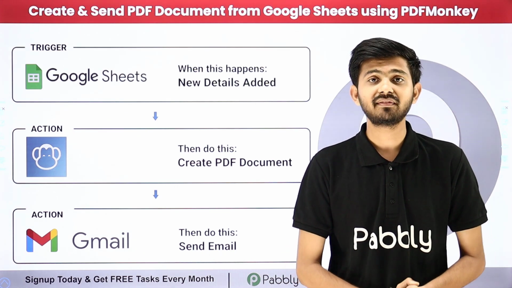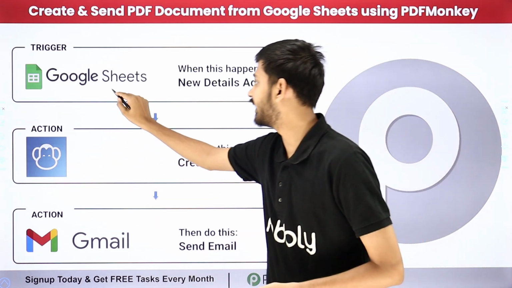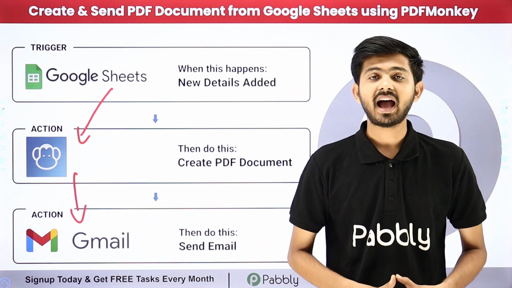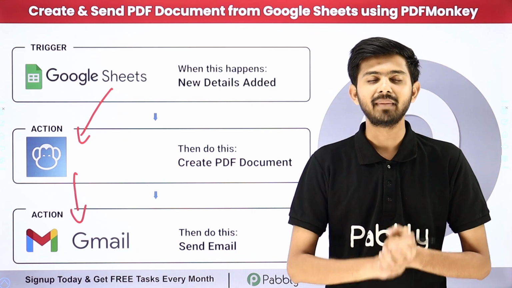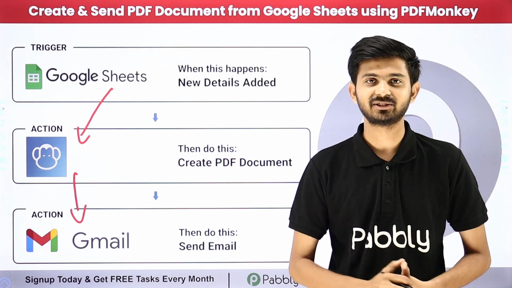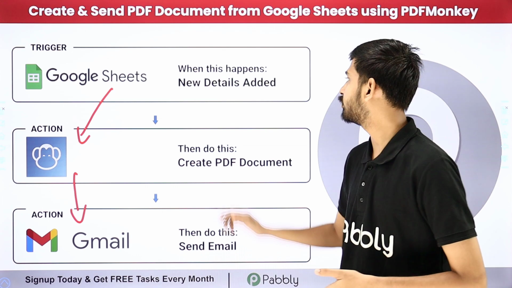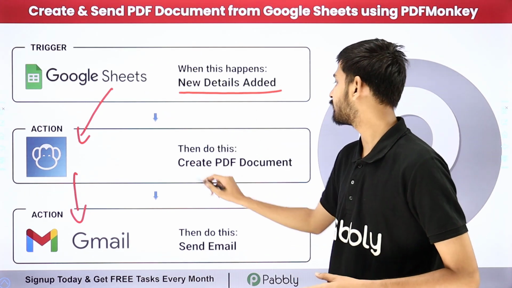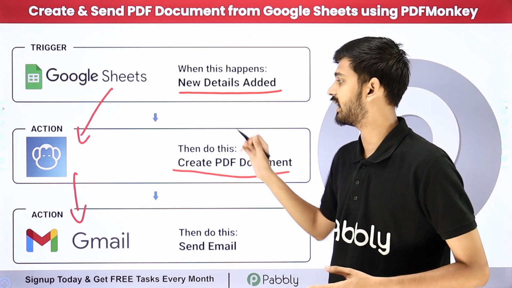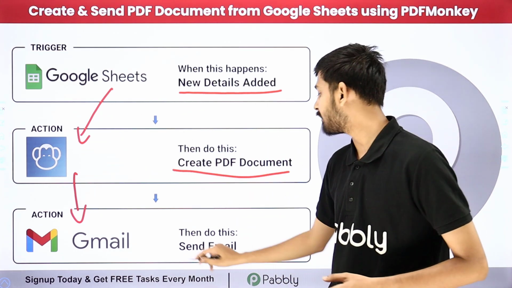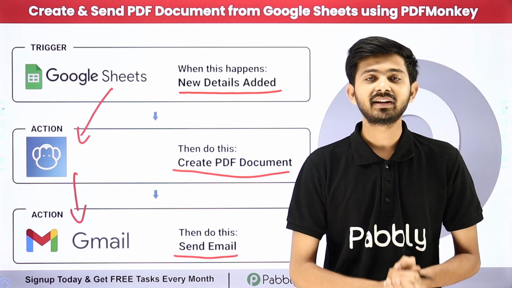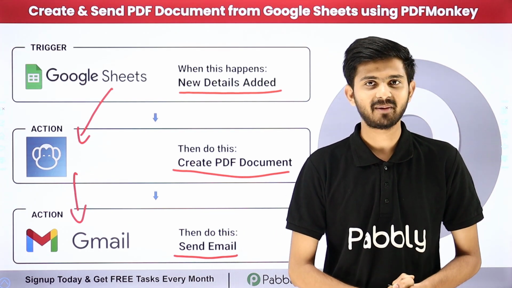So for my objective, I have to build a connection between Google Sheets, PDFMonkey and Gmail. For building this connection, I'm going to use Pabbly Connect, which is an amazing software for automation and integration. Now with Pabbly Connect, as I receive new participant details added in my Google Sheet, I'm going to automatically create a PDF document of my certificate using PDFMonkey, and send that as an email via Gmail. So how am I going to build this connection? For that, let me take you to my computer screen.